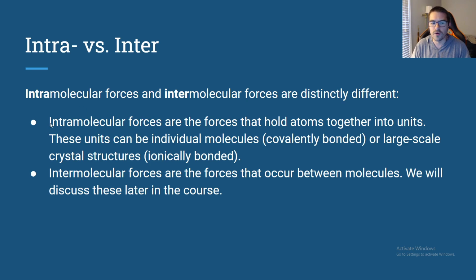Usually intramolecular force is referred to as just bonding, or chemical bonding. Usually this other word is referred to as intermolecular forces. So more likely than not, if you hear a word like this, it's probably intermolecular forces. A lot of people don't tend to refer to intramolecular forces like this. They tend to say just chemical bonding.